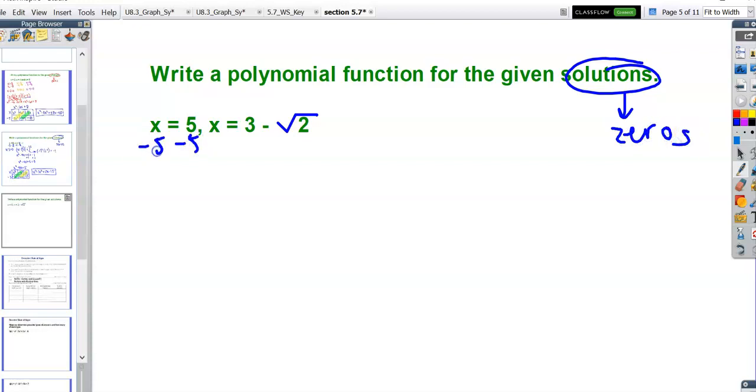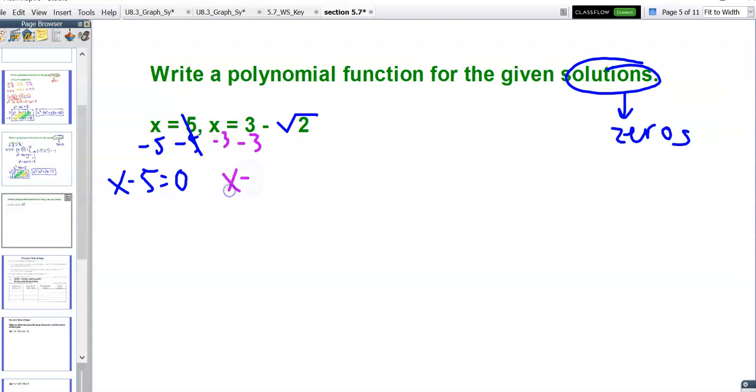For the first one, subtract 5, x minus 5 equals 0. For our second solution, again, we have this, x equals 3 minus square root of 2. So step 1, let's subtract 3 from both sides. Then we want to square the right-hand side and square the left-hand side.